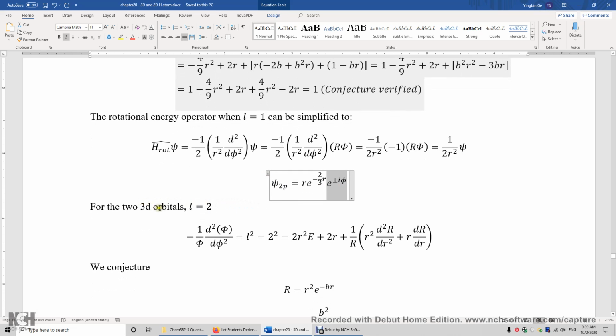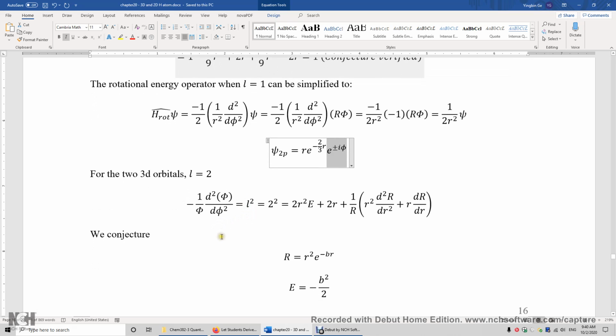Now let's look at 3d orbitals. In a two-dimensional world, there are only 2 3d orbitals, instead of 5. Why? Again, in the two-dimensional world, we are looking at an angular momentum vector. It can only point up or point down. There are only 2 options. So there are only 2 possible values for m sub L, because m sub L is the z component of the angular momentum. And this angular momentum can only be pointing up in the z direction or pointing down in the z direction. There are no other directions.